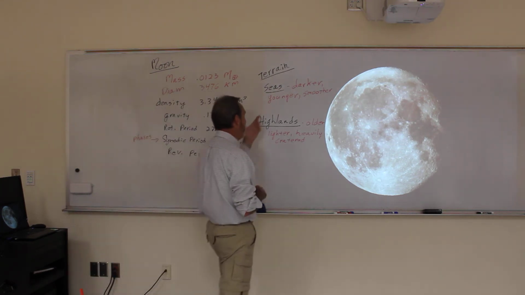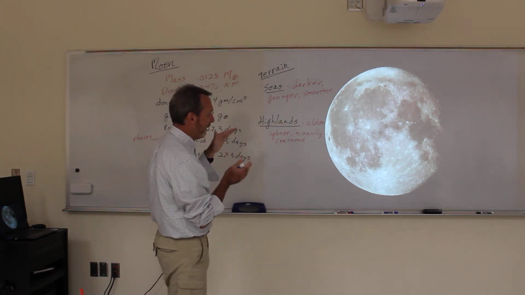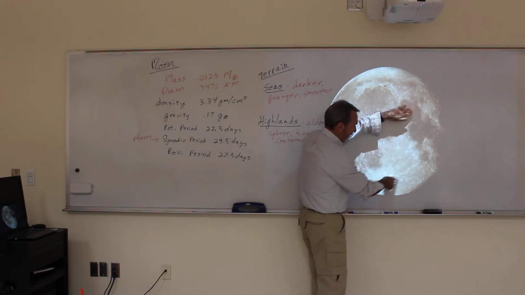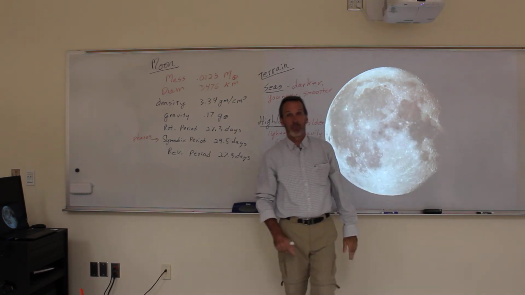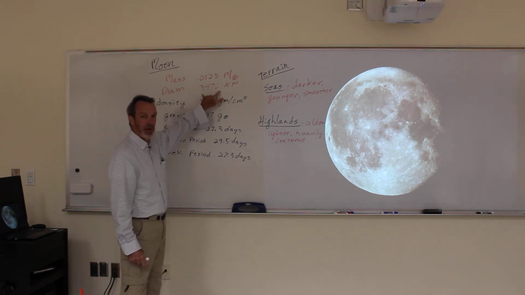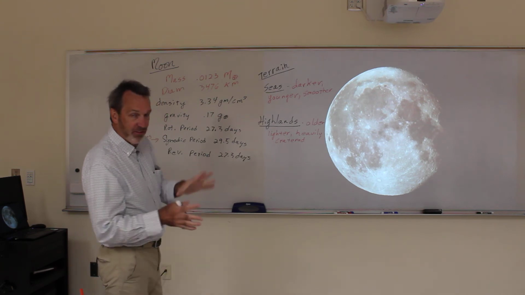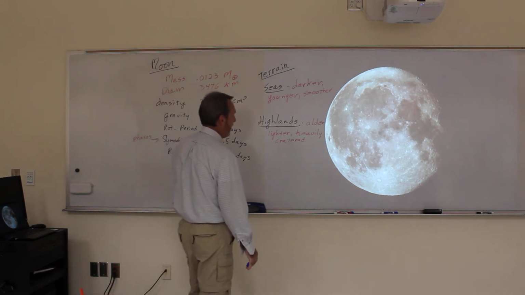So how do we have seas and highlands? Why is that different? This is the biggest difference between it and Mercury. If you didn't see the seas, you look at all this crater material and say, hey, that looks exactly like Mercury, and it does. In fact, it's close in size to Mercury as well. Remember, Mercury is 4,000 some kilometers. So they're very similar chunks of rock out there.